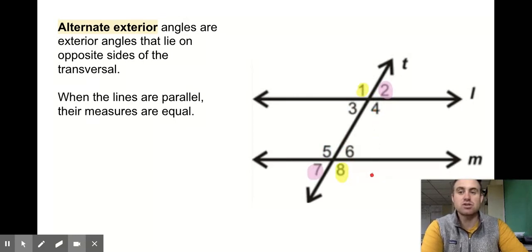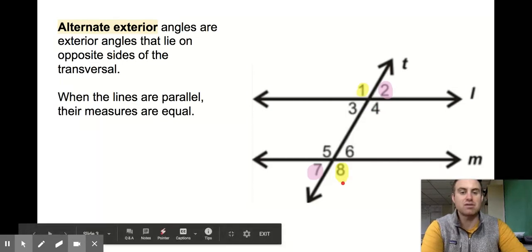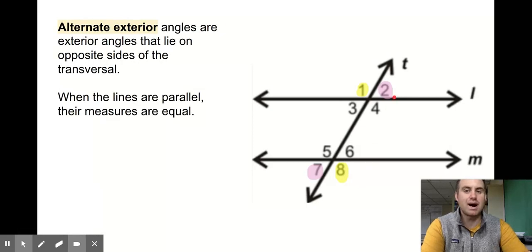Here's the next slide, which is alternate exterior angles. In this case, 1 and 8 are congruent because they're on the outside of the parallel lines, and on the opposite sides of the transversal. So therefore, 2 is congruent to 7.